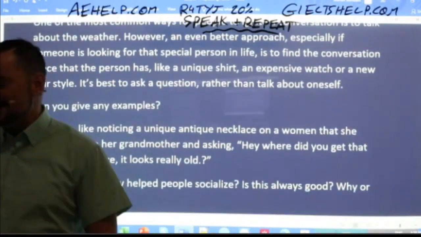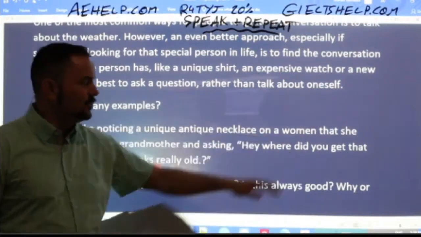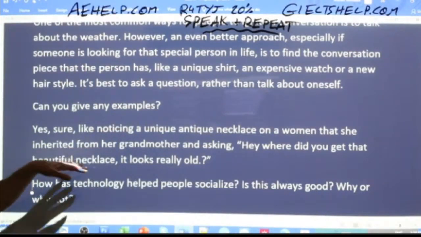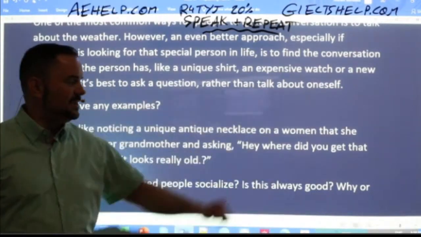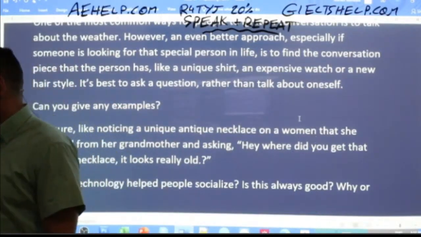Can you give an example? Yeah, sure, like noticing a unique antique necklace on a woman that she has inherited from her grandmother and asking, hey, where did you get that beautiful necklace? It looks really old.